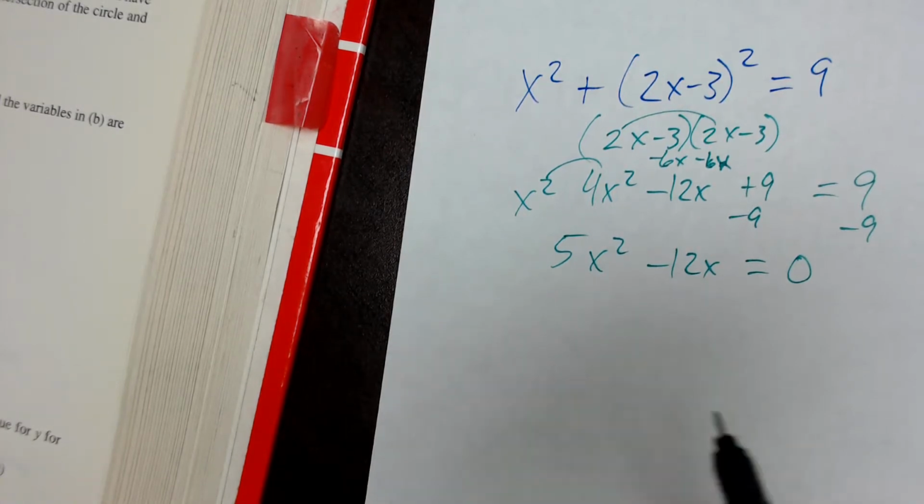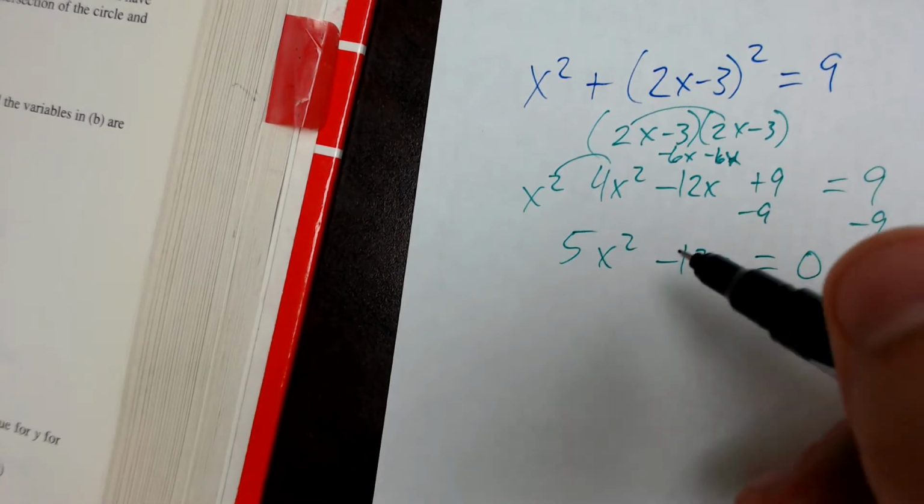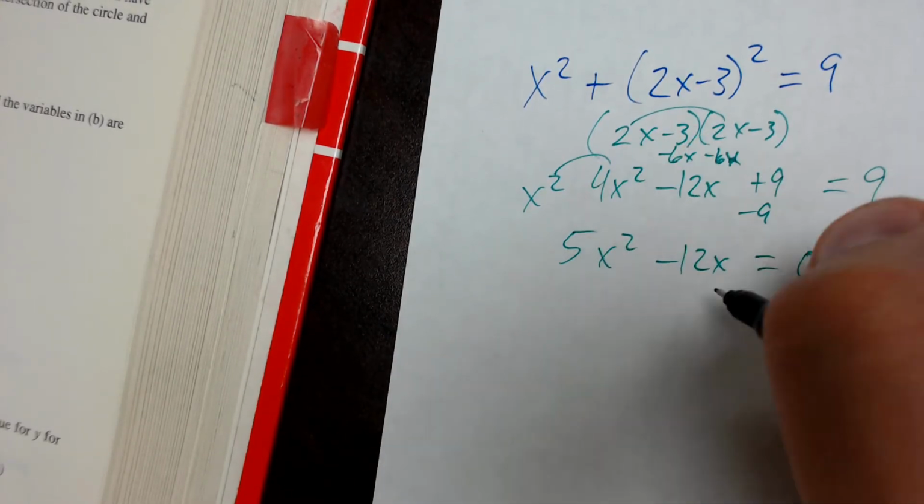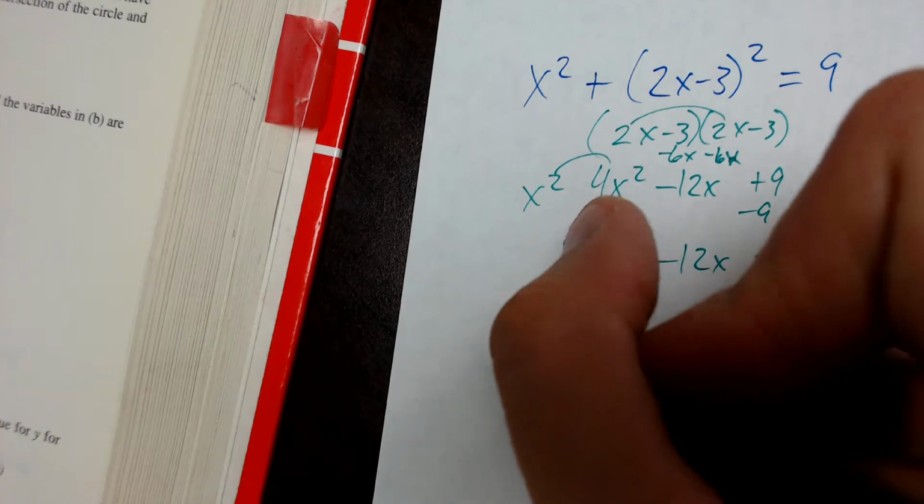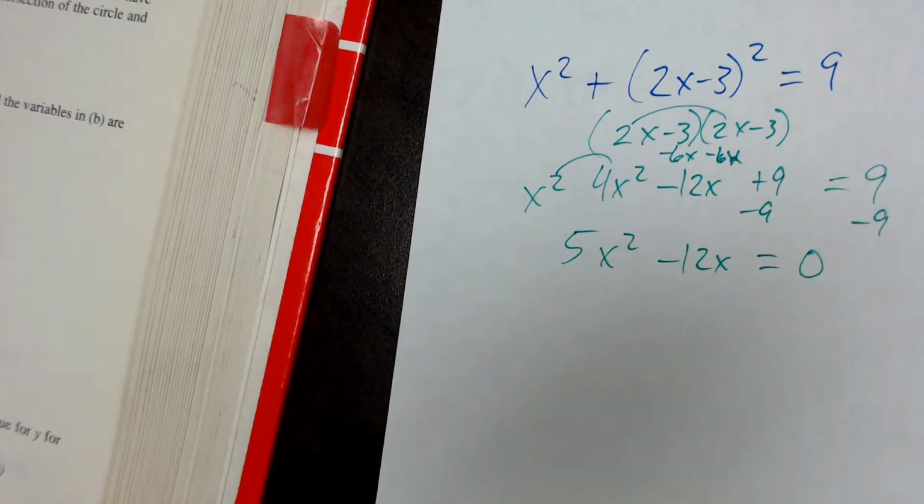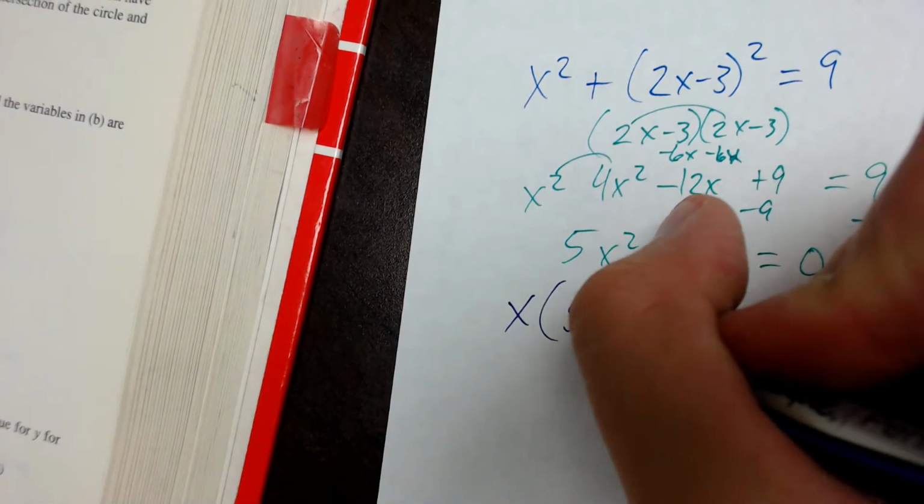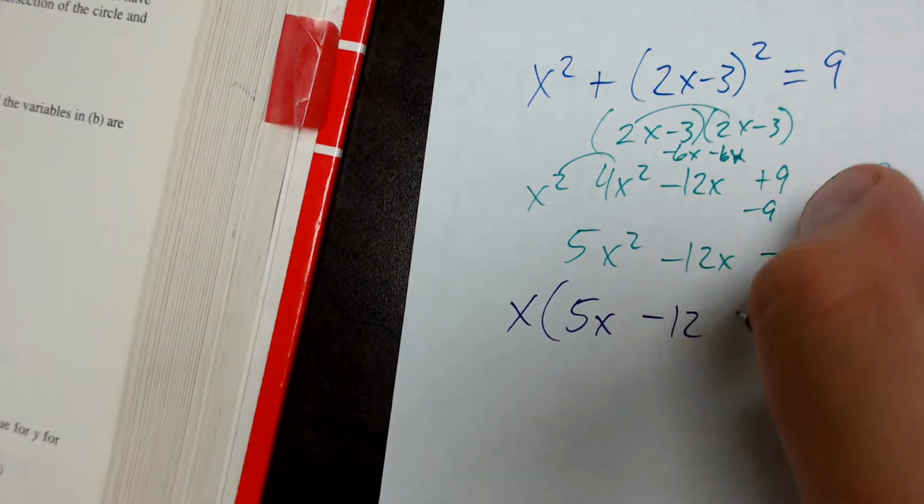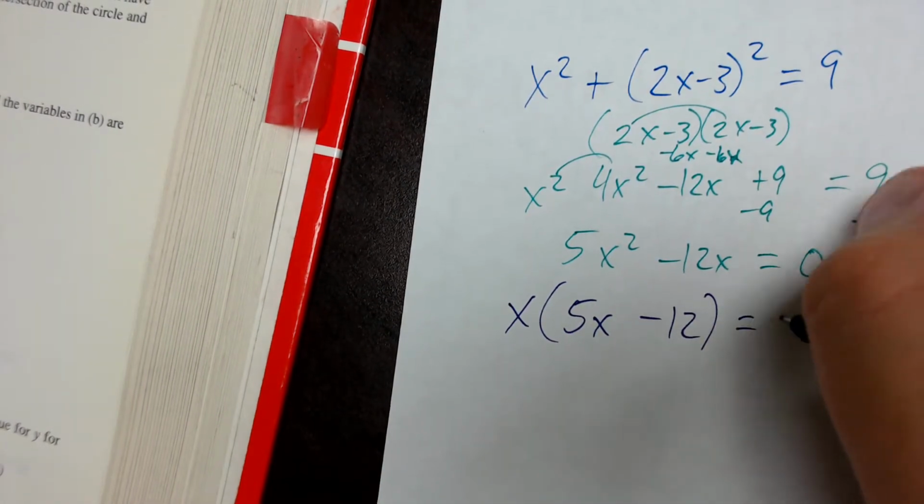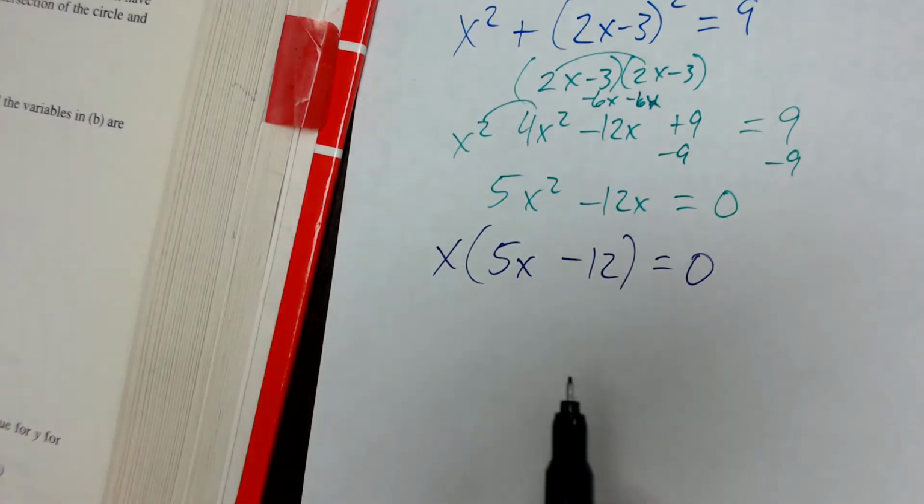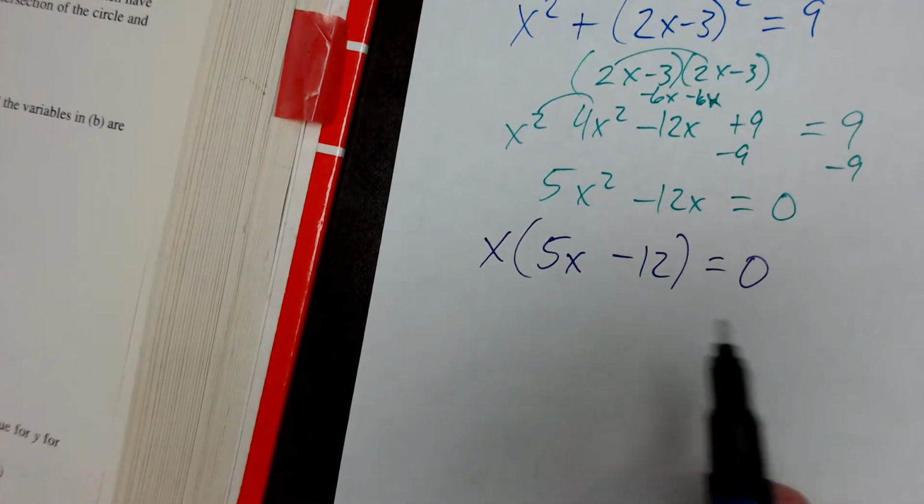Yeah, I can pull out a greatest common factor of x. So through zero factor theorem, I'm going to try to solve this. The greatest common factor here is x. I'll pull that out as the greatest common factor. And then I rewrite this as x times 5x minus 12 equals 0. So for this one, I have two possibilities, okay?